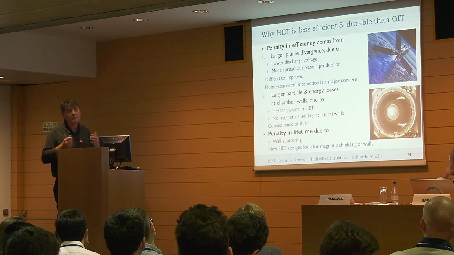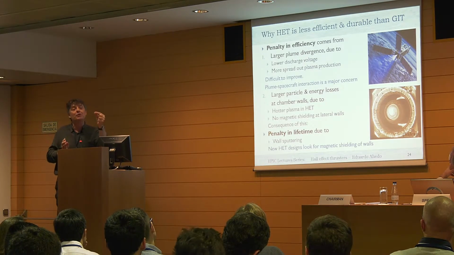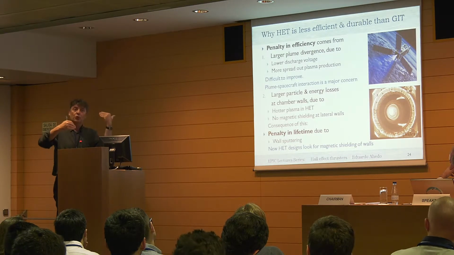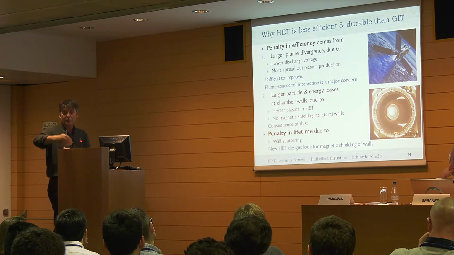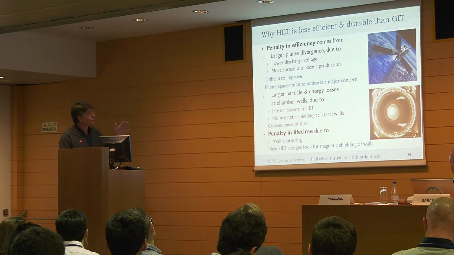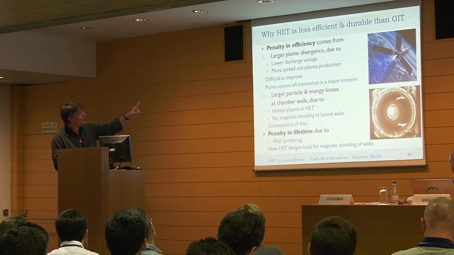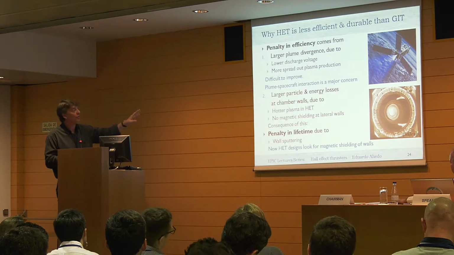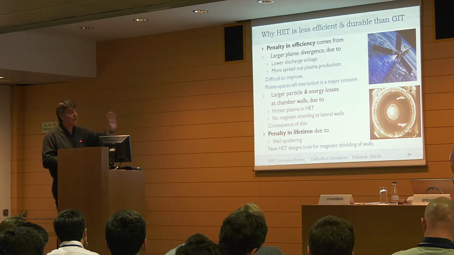And then also because the plasma production is more spread. It's what I said before. We don't have separate production, acceleration, and neutralization. At the same time we are accelerating, we are still producing ions. So we have ions of different energy, and therefore a larger dispersion of the ions. So this is a penalty. This is difficult to improve. And it's a major concern, the issue of the large plume divergence on plume-spacecraft interaction, that has been commented also before.